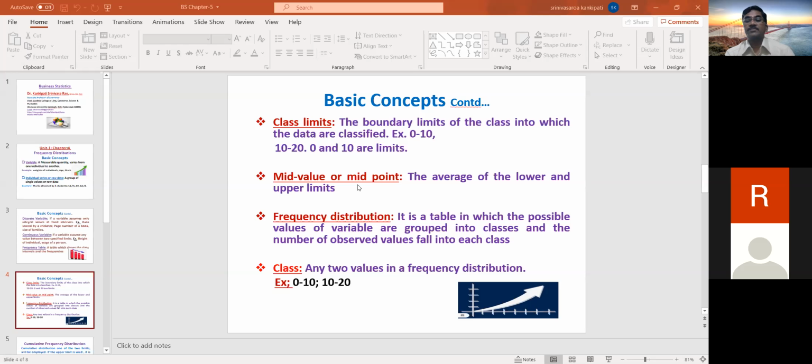And frequency distribution is also one of the points. It is a table in which the possible values of a variable are grouped into classes and the number of observed values that fall into that particular class. That's what I told you a few minutes back. 0 to 10 is the class, say for example. Under that class, pertaining to that class, how many students are there? How many students will come under that particular class? That you have to do.